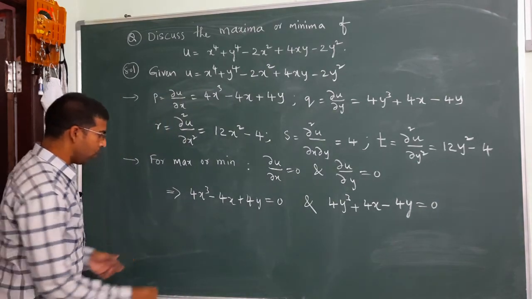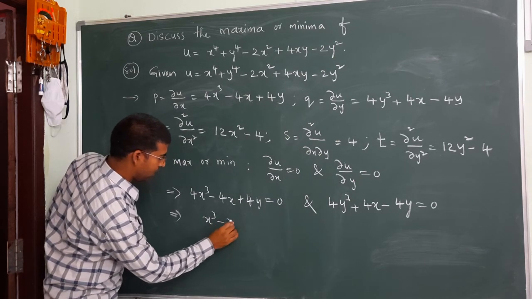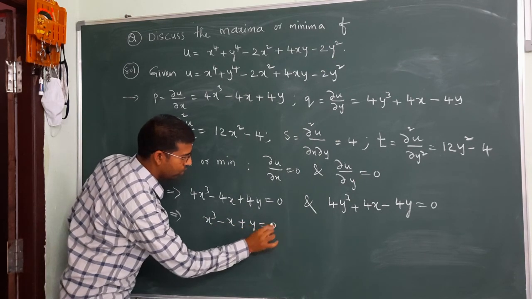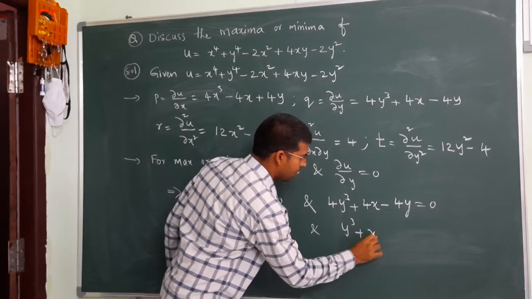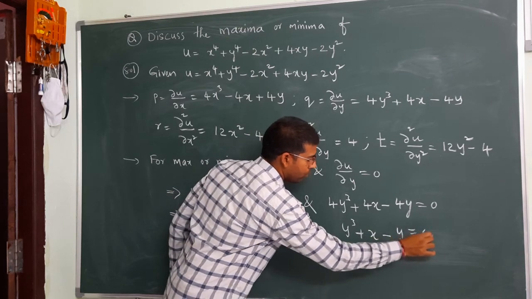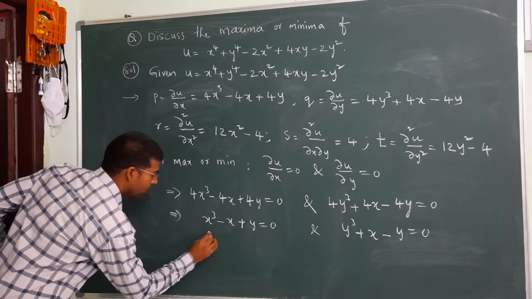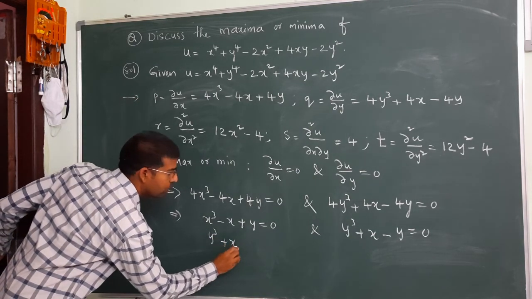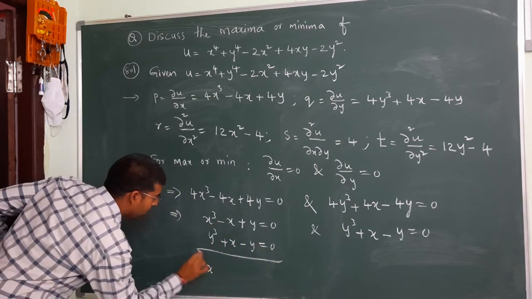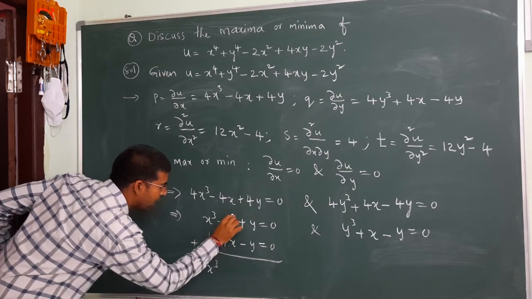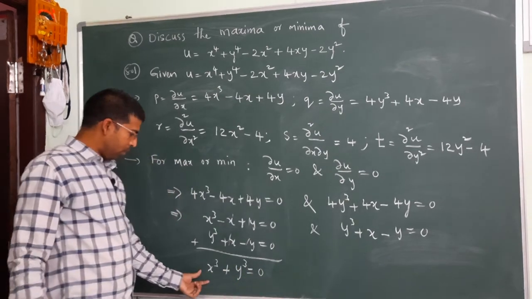Okay. Here 4 is common, you can take it out, right? So what is left? x cube minus x plus y is equal to 0. This is the first equation. And what about this one? y cube plus x minus y is equal to 0. Now we have just to add these two equations. If I add these two equations, what I will get? x cube, this is cancelled, plus minus, so plus y cube is equal to 0. Okay, x cube plus y cube equal to 0.